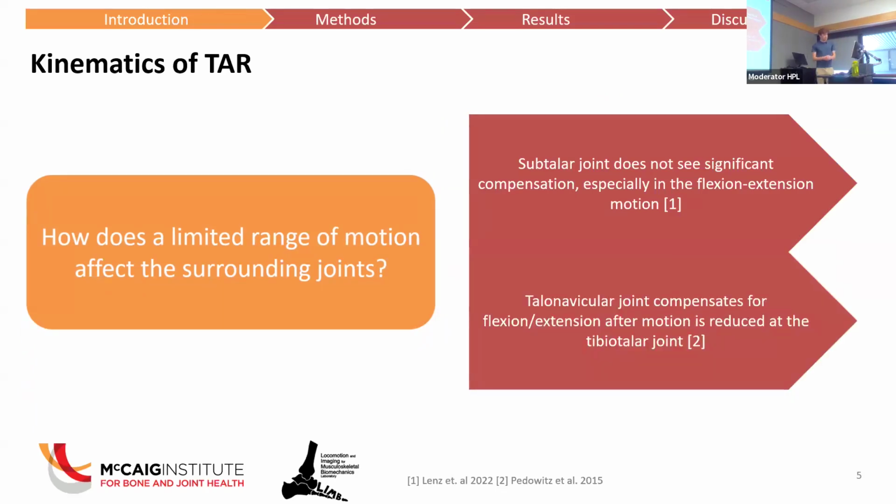There have been some studies looking at the talonavicular joint and its compensation in that flexion extension plane. These have been primarily two-dimensional radiograph studies where they haven't actually isolated the talonavicular joint, but more looked at the foot deformation in that flexion extension plane. So more work is needed to really quantify that talonavicular compensation and whether it really acts as the mechanism for that lack of motion.